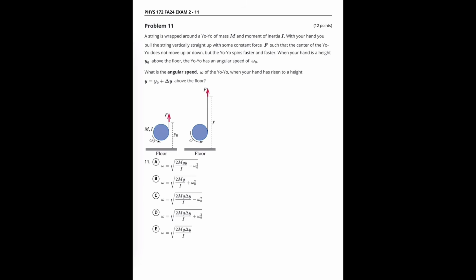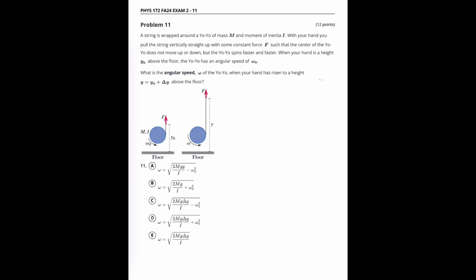A string is wrapped around a yo-yo of mass m and a moment of inertia I. With your hand, you pull the string vertically straight up with some constant force F, such that the center of the yo-yo does not move up or down, but the yo-yo spins faster and faster. When your hand is at a height y0 above the floor, the yo-yo has an angular speed of omega naught. What is the angular speed omega of the yo-yo when your hand has risen to a height of y equal to y0 plus delta y above the floor?